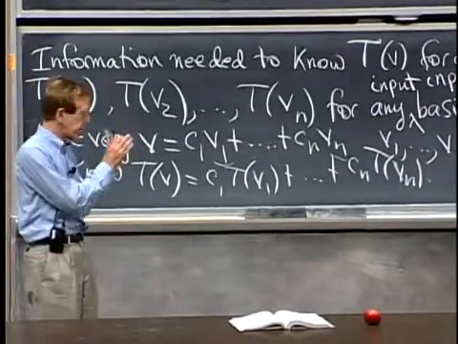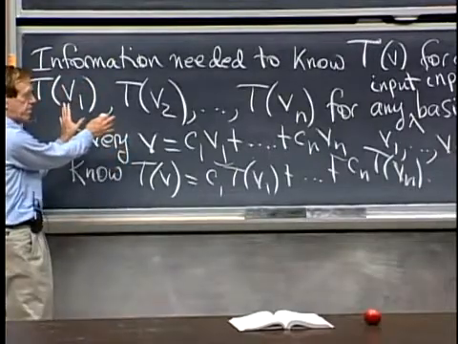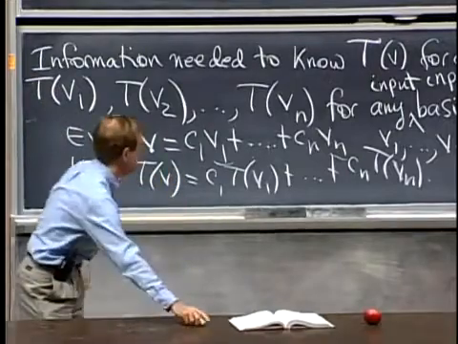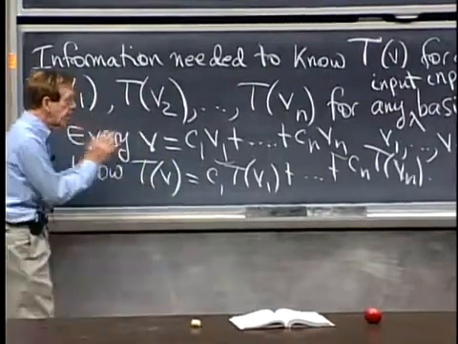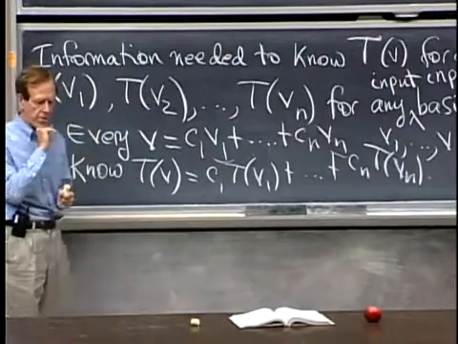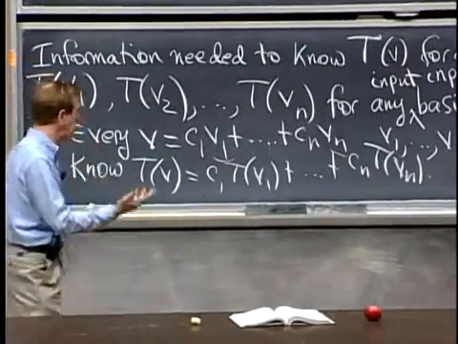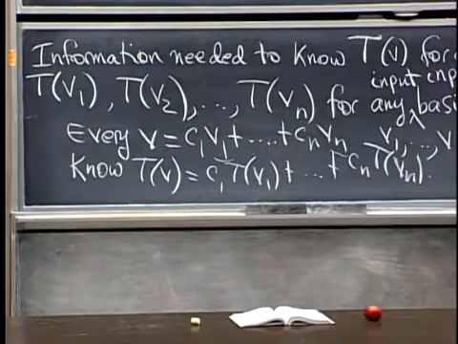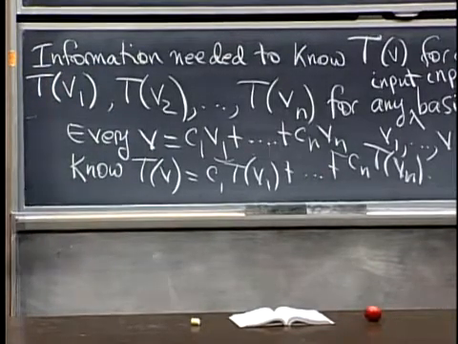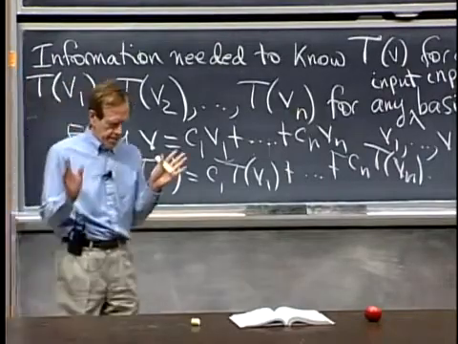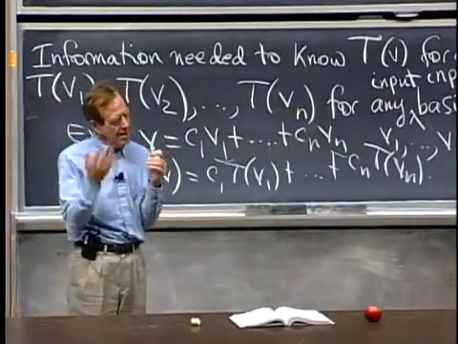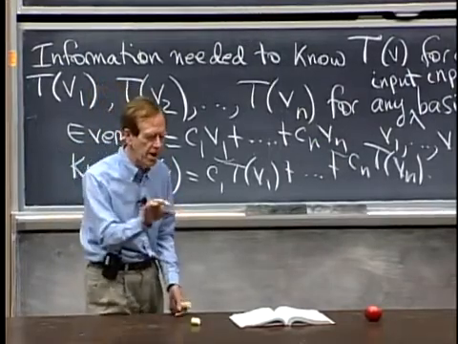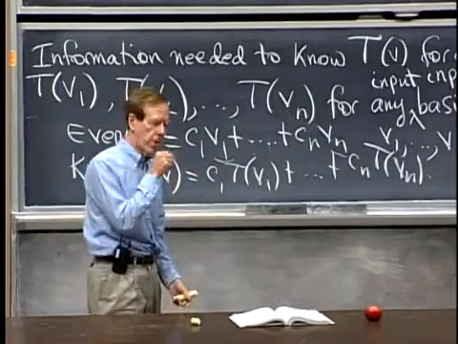So the point of this comment is that if I know what T does to each vector in a basis, then I know the linear transformation. The property of linearity tells me all the other outputs. Okay. So now we see what we really need in a linear transformation, and we're ready to go to a matrix.